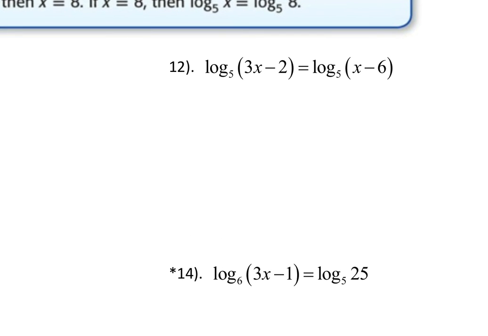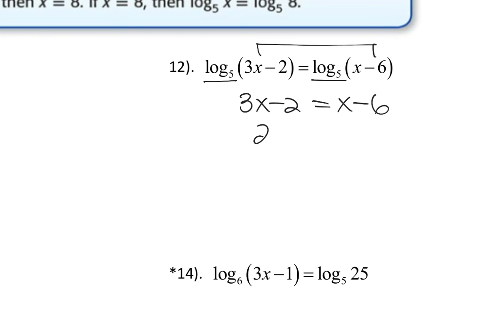As for number 12, log base 5, log base 5. So log on each side, both with the same base. So I can set the arguments equal to each other. 3x minus 2 is equal to x minus 6. Again, just a two-step or three-step equation.